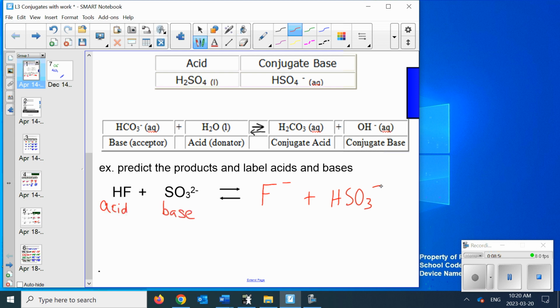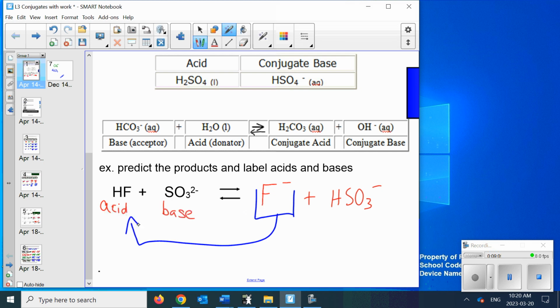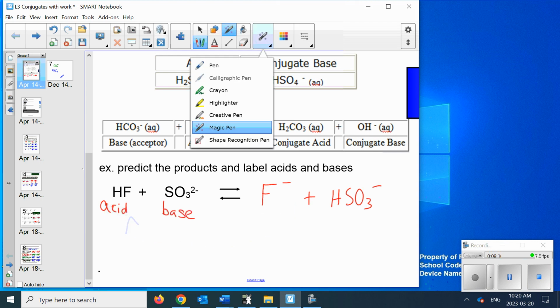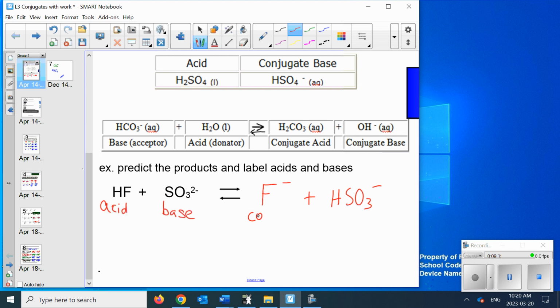Two ways to think about which is the conjugate. I'm going to talk to you about, if I read this backwards, going from right to left, what happens to the F here? It picks up an H. That's the job of a base, right? So what we're going to label this, because it is linked, is the conjugate base. The other way of thinking of that is HF, the acid, turned into F minus, fluoride. So that acid always turns into its conjugate base.